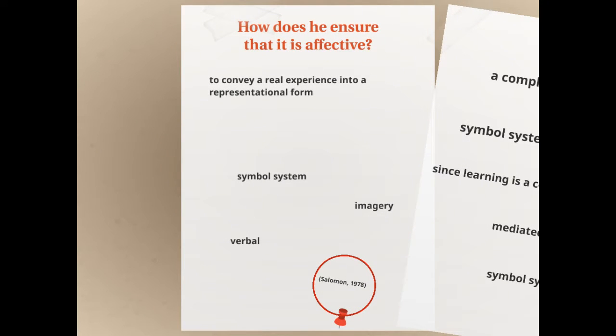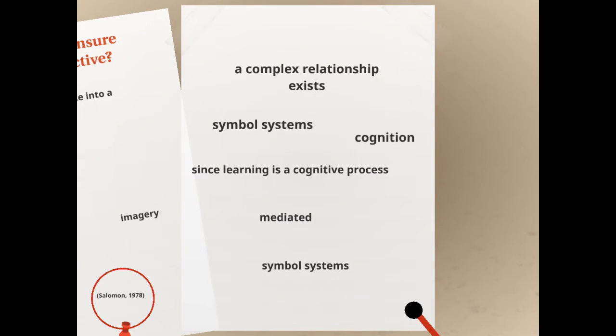Well, it has to convey a real experience into a representational form, hence the term symbol system. Symbol systems must have at least two things. First, there must be imagery, which includes pictures and photographs. Then there must be verbal communication of some sort, so that could be music, that could be talking. But together the two represent a real experience. So that in turn creates a complex relationship between cognition and symbol systems.